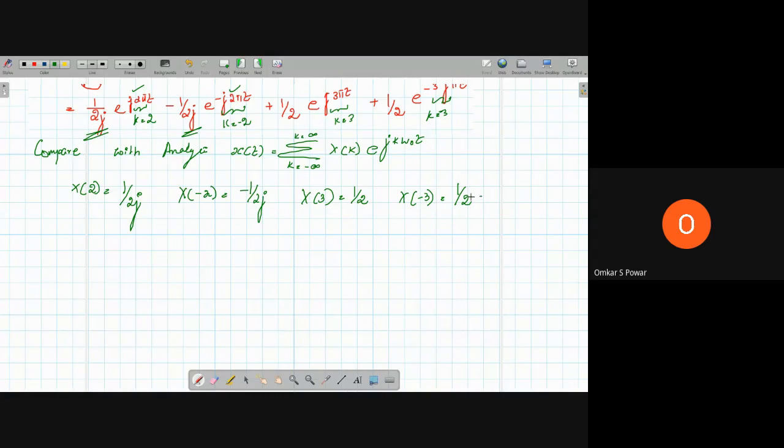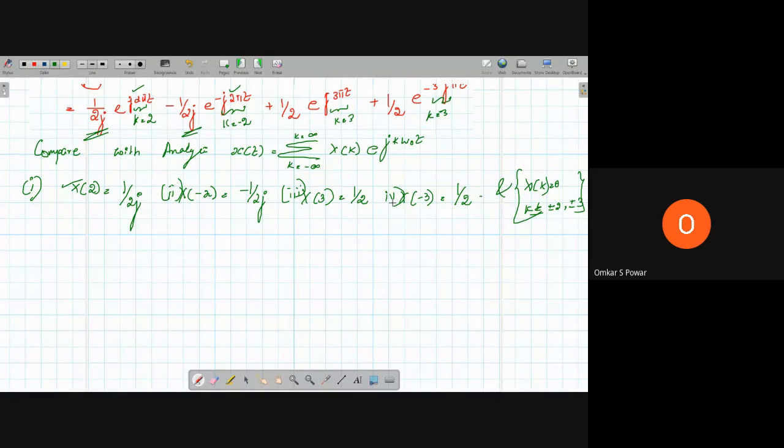And x of k is equal to 0 for k not equal to plus or minus 2 and plus or minus 3. This one you can write separately. So now we have got our first thing, your Fourier coefficients. You have got your 4 Fourier coefficients.